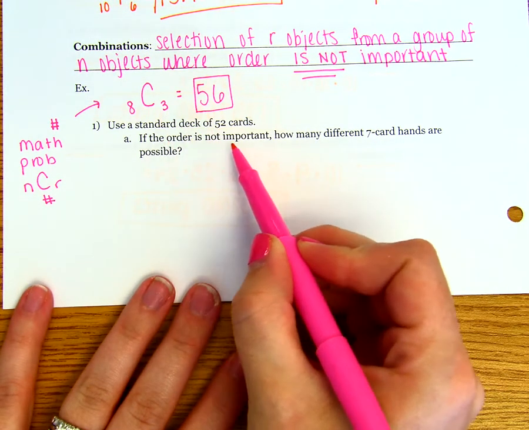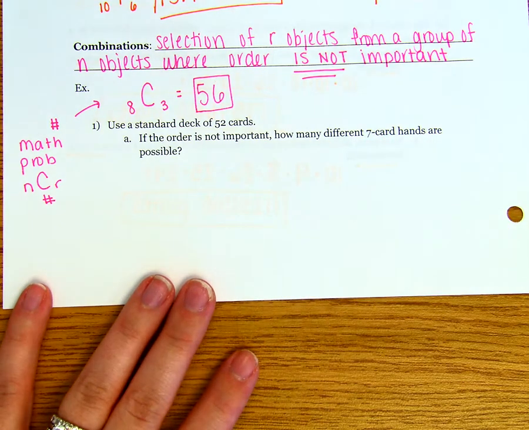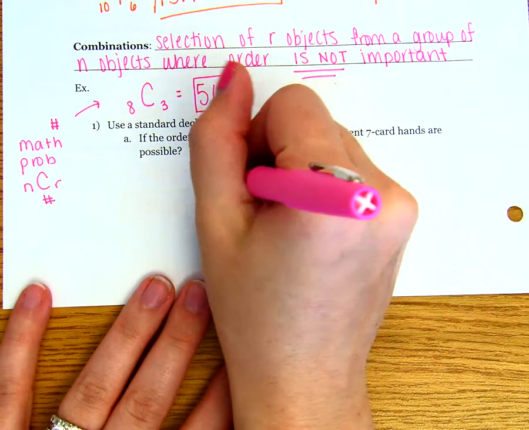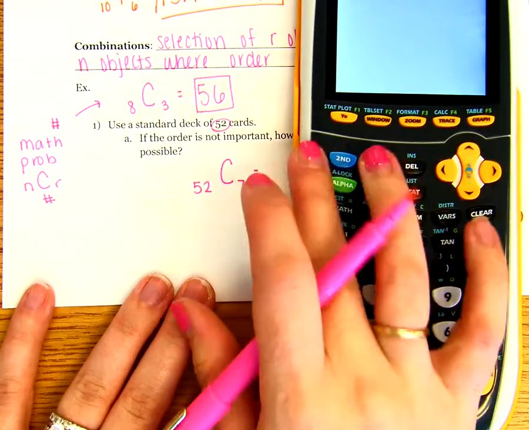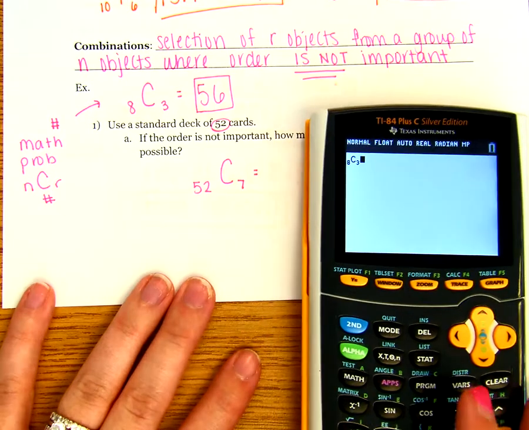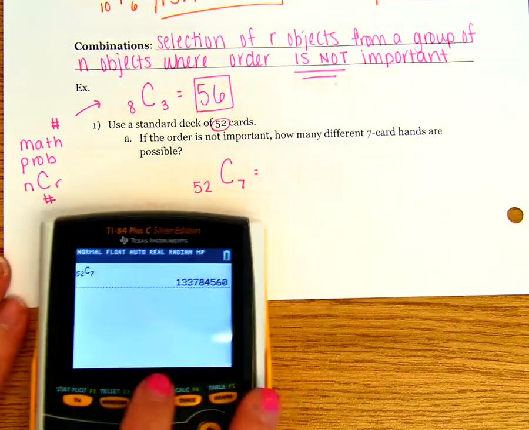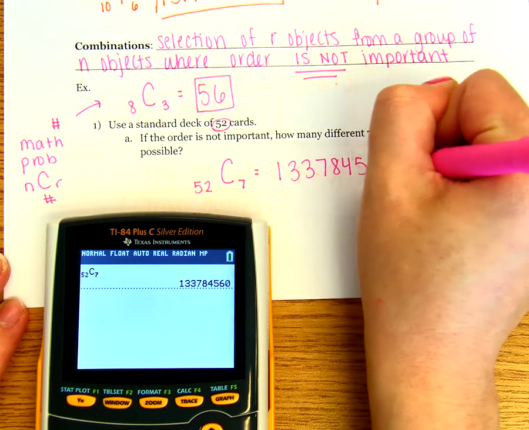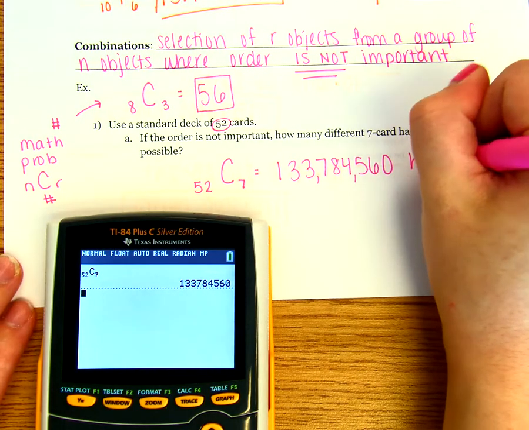A standard deck of 52 cards, so a deck of cards has 52 cards in it without the jokers. If the order is not important, so they tell us it's a combination, how many different 7-card hands are possible? So out of the total cards of 52, we want the combinations for 7 of them. So in our calculator, once you've typed it in, remember you could do that second enter, and it'll bring up what you had typed in before, and you just have to change the numbers. And so we get 133,784,560. Okay, so that's how many different hands are possible.